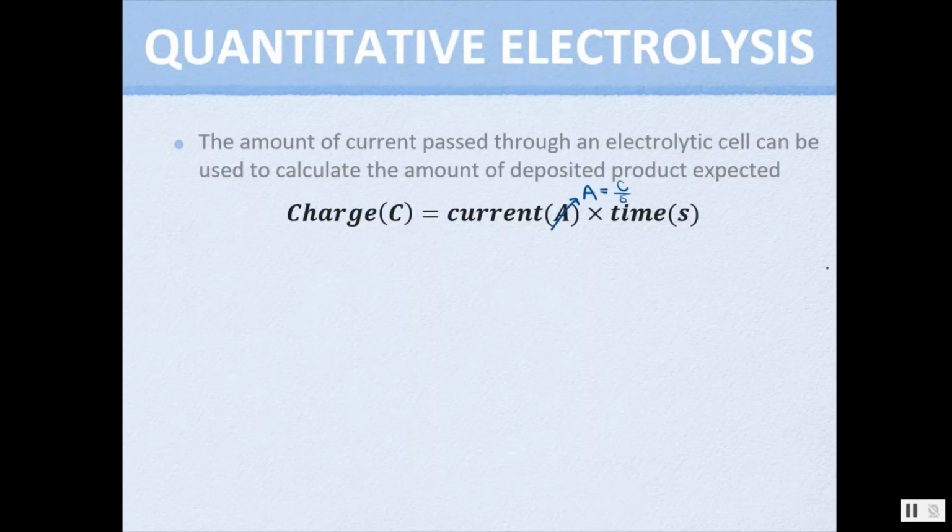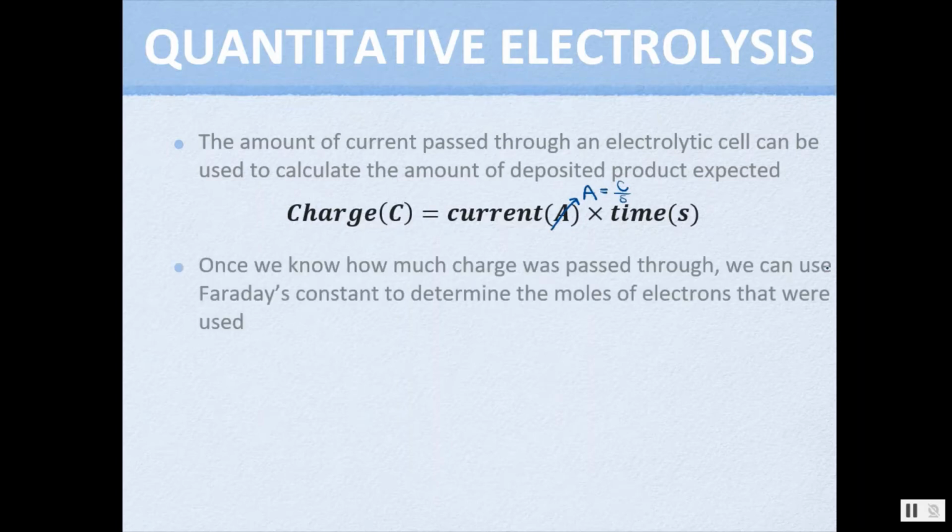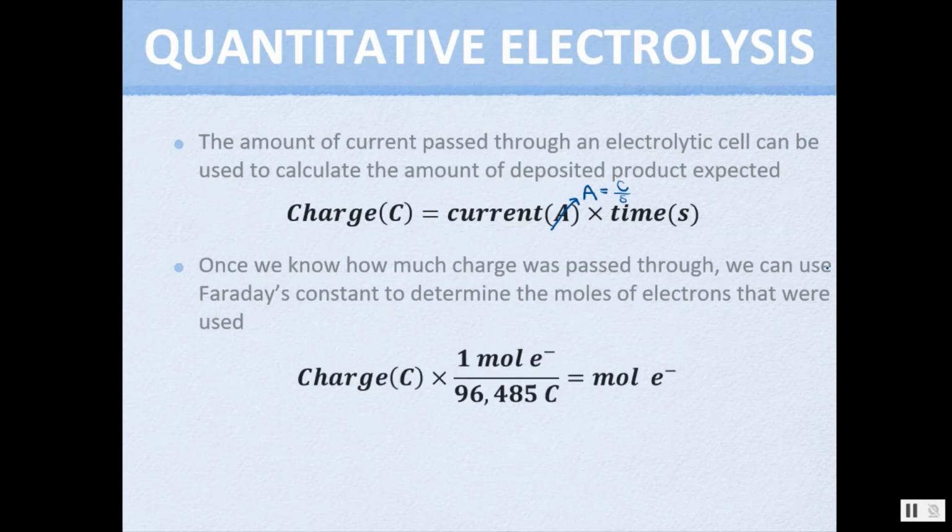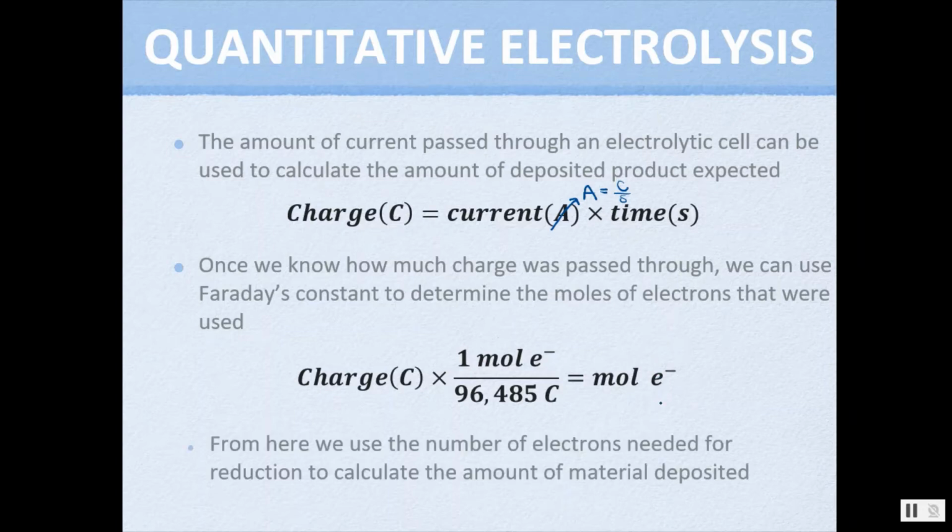Once we know our charge, we can take the charge and Faraday's constant, which is the charge for 1 mole of electrons, and convert to how many moles of electrons get applied. Then, once we know our number of electrons, we can use our half-cell reaction to relate the number of electrons to the number of metal atoms that get reduced.